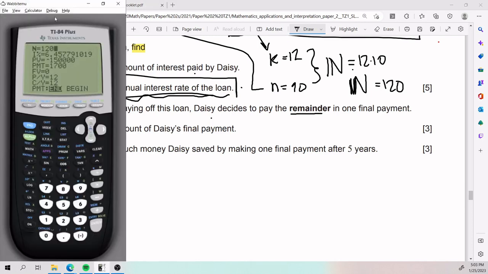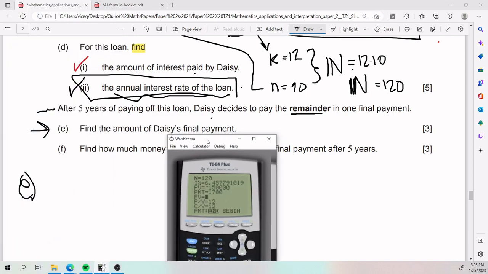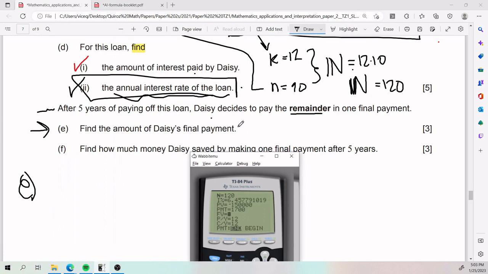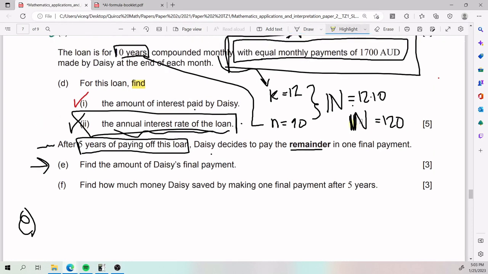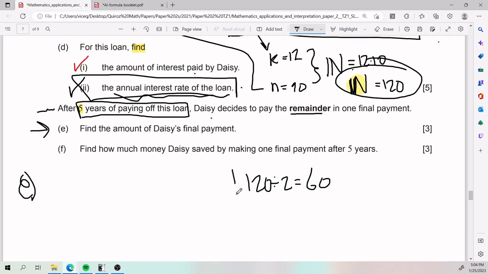Again, using the finance app, we need to see what my future value is in this case, after 5 years of paying off the loan. And so 5 years after paying the loan is how many compounding periods? I'm talking about big N. How many will it be after 5? Well, if after 10 it's 120, I can just take 120 divided by 2, and that will be after 5 years. So that's one approach for figuring out what big N is.